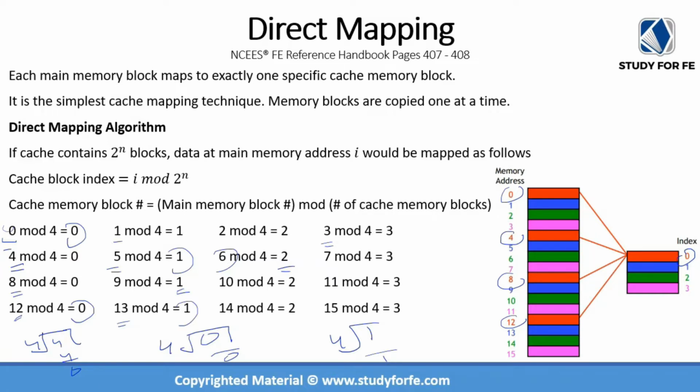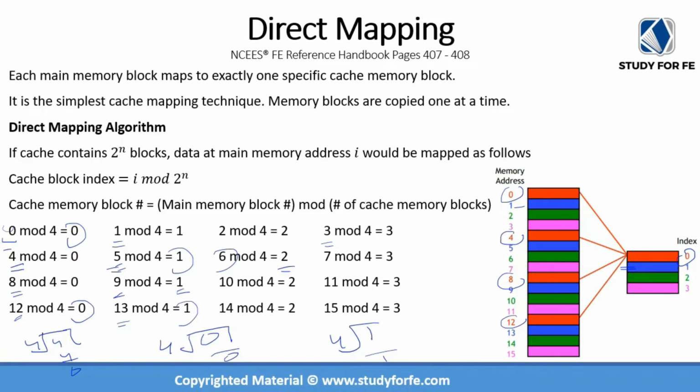Now how about 1 mod 4? 1 mod 4 is resulting in blue. It will end up in location 1. Similarly, 5 will end up in location 1. Similarly, 9 will end up in location 1. 13 will also end up in location 1. So you can see this pattern developing where certain memory addresses can go in certain locations only. And this is direct mapping.